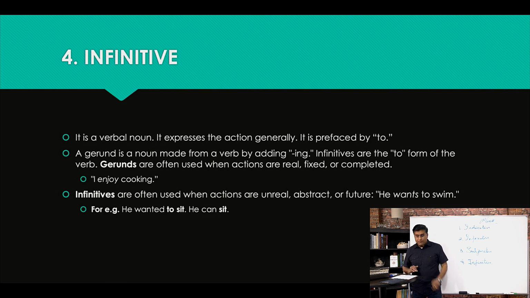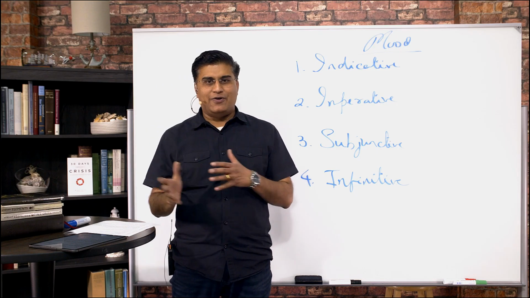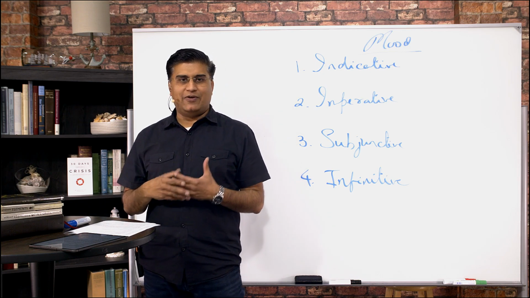Infinitives are often used when actions are unreal, abstract, or future. For example, he wants to cook. He wants to cook. Is he going to cook? We don't know. I think he wants to, if we let him. But it's not definite. It's not fixed, and it's not real. It's not completed. So keep that in mind, and if you have any questions, watch this video again and again.